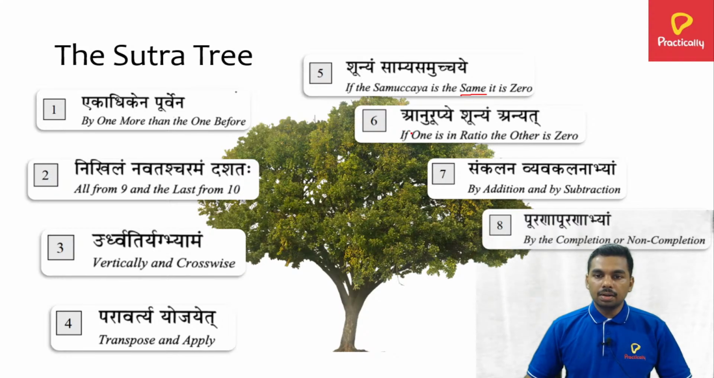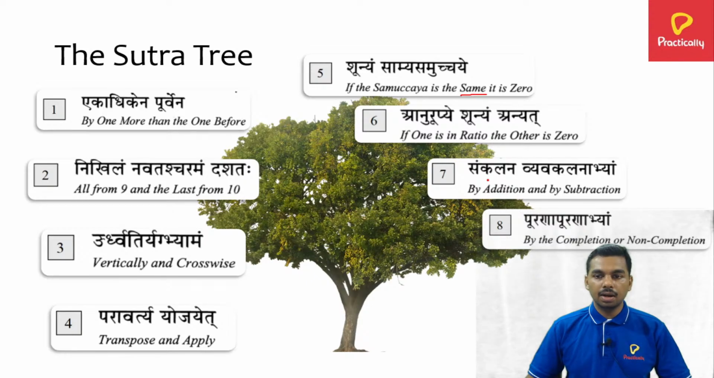The sixth sutra is known as "if one is in the ratio, then the other is 0." The fifth and sixth sutras are cousins of each other, so they are very related. In Sanskrit this is known as Anurupye Shunyam Anyat. The seventh sutra is called "by addition and by subtraction."